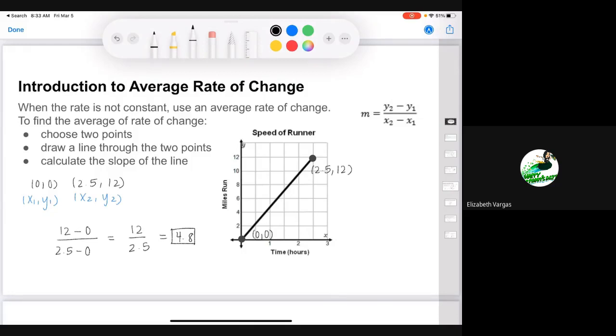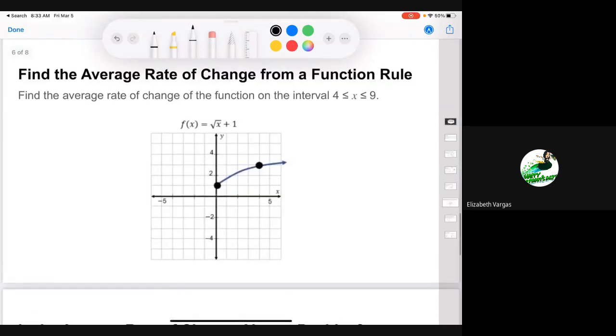Questions, concerns? Okay. So here is an example in which we're asked to find the average rate of change. This one says find the average rate of change of the function on the interval 4 is less than or equal to x, and x is less than or equal to 9. So basically what this is asking us to identify is what are x and y when x is 4, and what are x and y when x is 9, and how do those two relate to each other? What is our average rate of change?